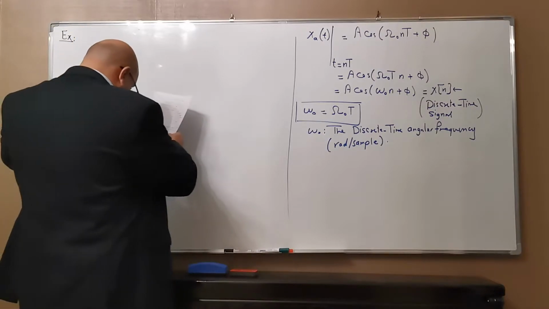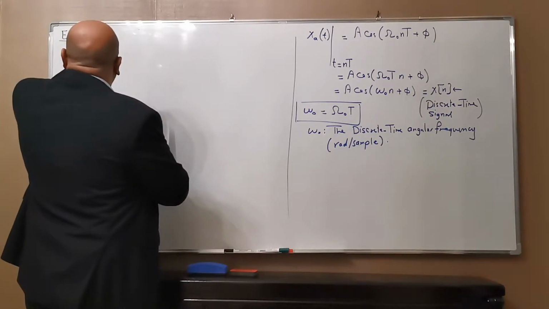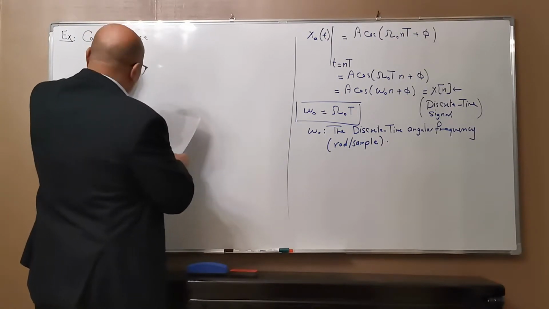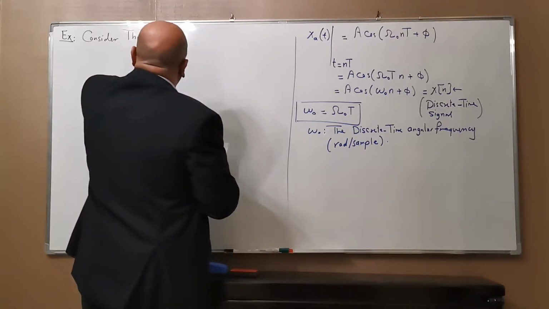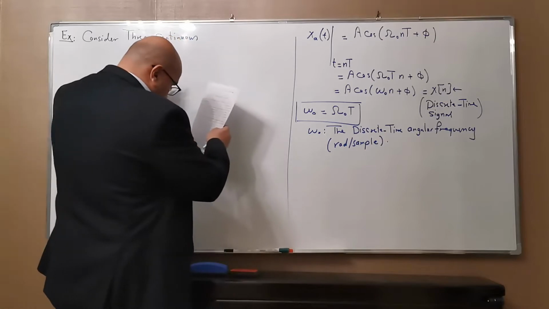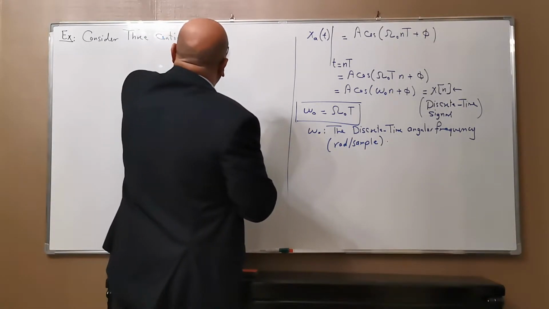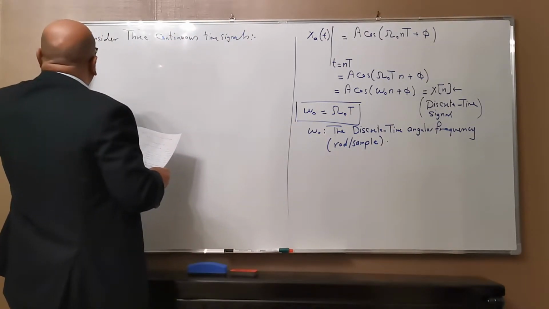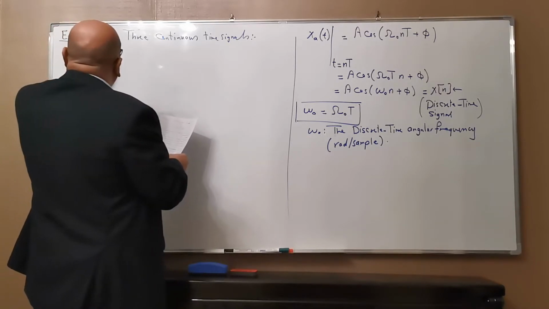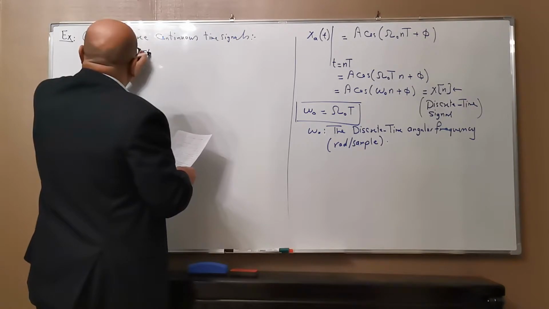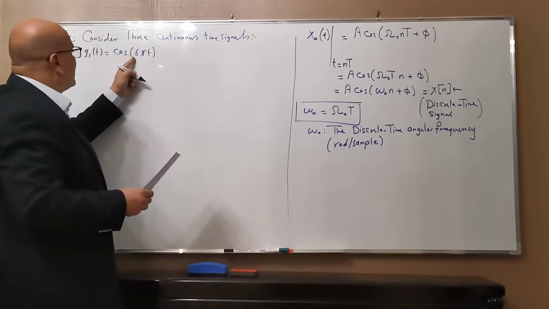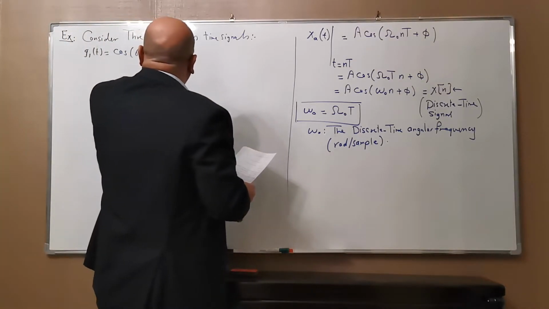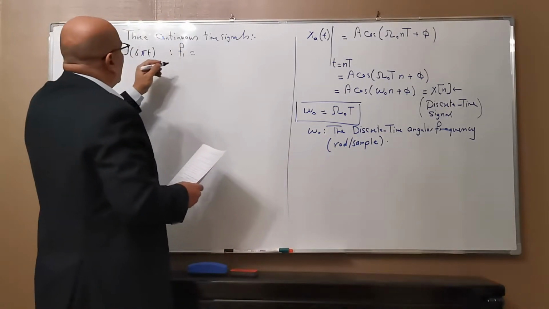So we'll have an example. Consider three continuous time signals. g1 of t equals cosine 6 pi t, and it has a single frequency, and this frequency f1 equals 3 hertz.